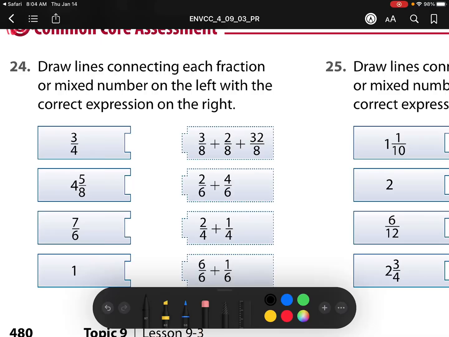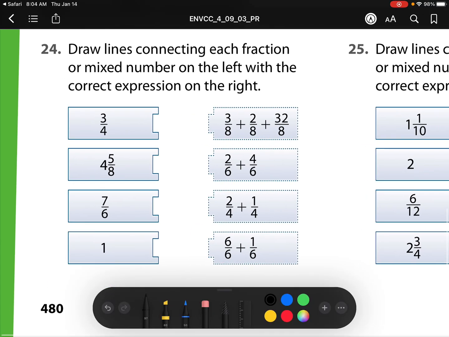Now 24. Draw lines connecting each fraction or mixed number on the left with the correct expression on the right. So we need to figure out which one of these equals 3/4. Well, the easy thing first is the denominator should equal 4. So let's check that out first. And I see it right here. 2 plus 1 equals 3. So there's our first one.